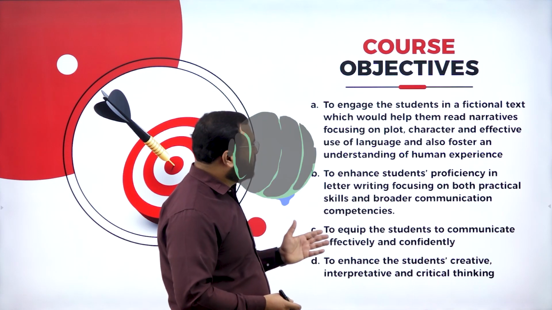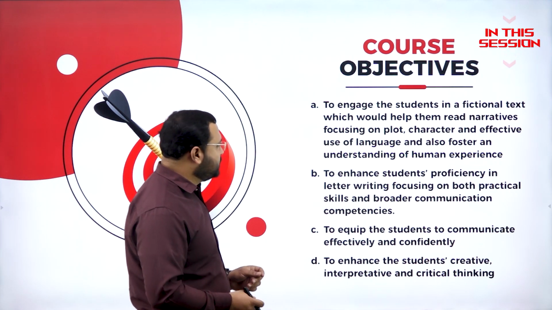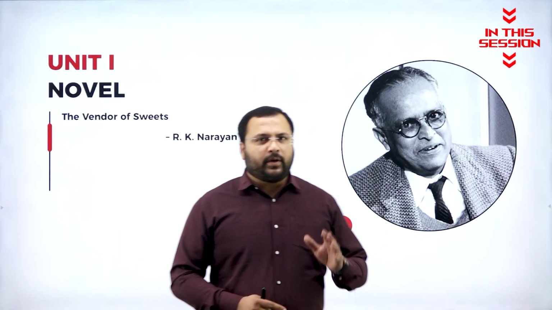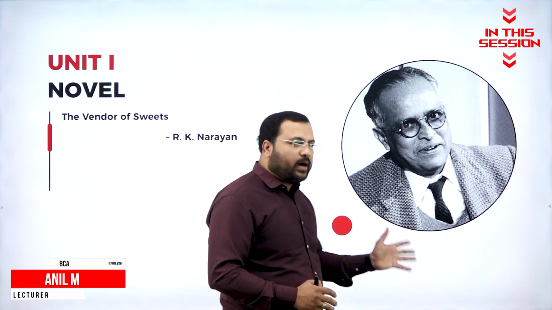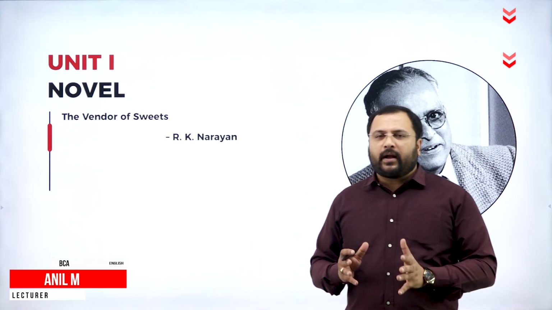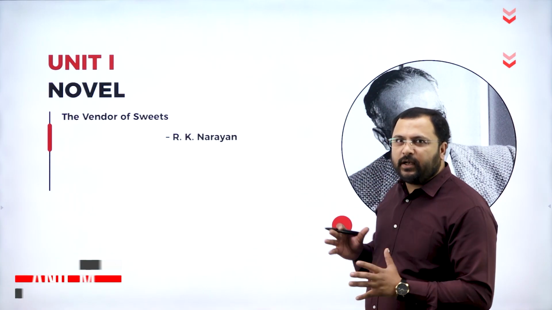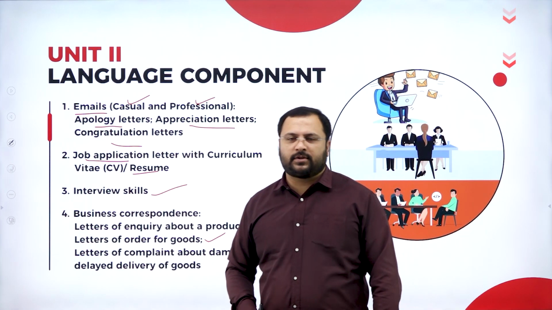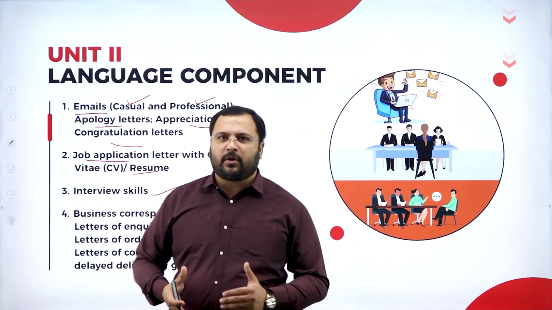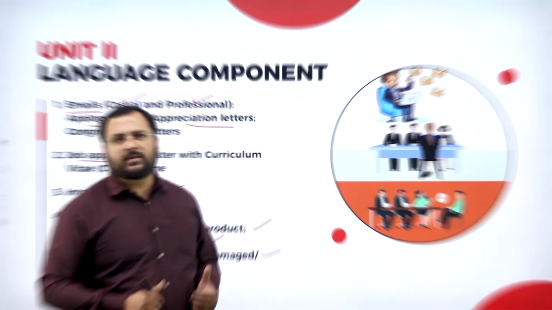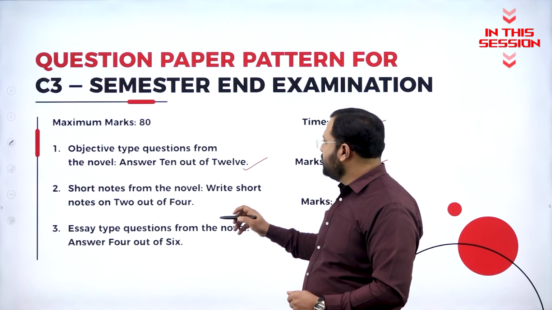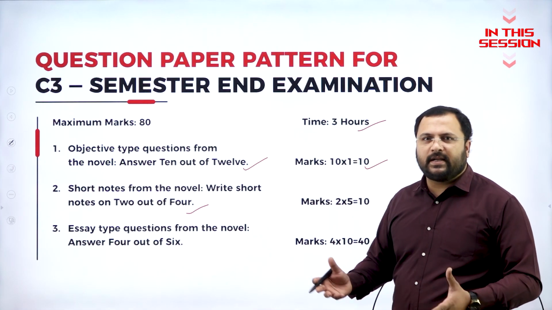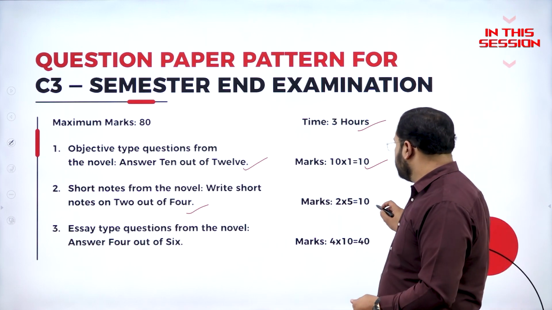to enhance students' proficiency in letter writing, focusing on both practical skills and broader communication competencies. In Unit 1, you have one novel by R.K. Narayan. You know who R.K. Narayan is. R.K. Narayan is one of the famous Indian English writers. Letter for complaint about damage or delayed delivery of goods. So these are there in the language component section of your syllabus. Short notes from the novel. Write short notes on 2 out of 4 topics or characters or incidents. So that is for 10 marks.